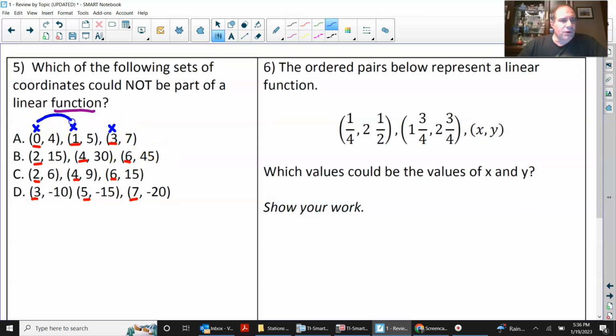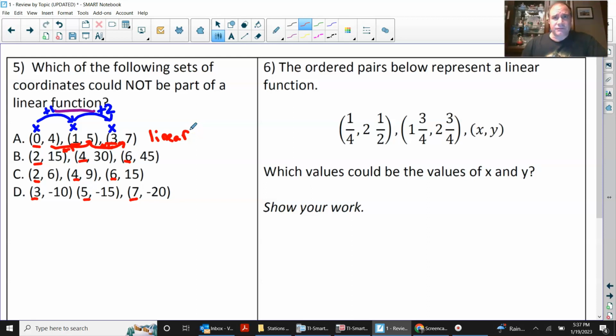If I go from 0 to 1, I added 1. If I go from 1 to 3, I added 2. So that's just the x. That alone, you can't tell if it's linear or not, right? So I'm going to take the y values. 4 goes to 5 by adding 1. So as the x added 1, the y added 1. Sounds good? All right. Now, as the x adds 2, the y should add 2. And it does, from 5 to 7, plus 2. That is linear. So the slope remained the same there. I didn't figure out slope, but I know that the pattern remains the same.